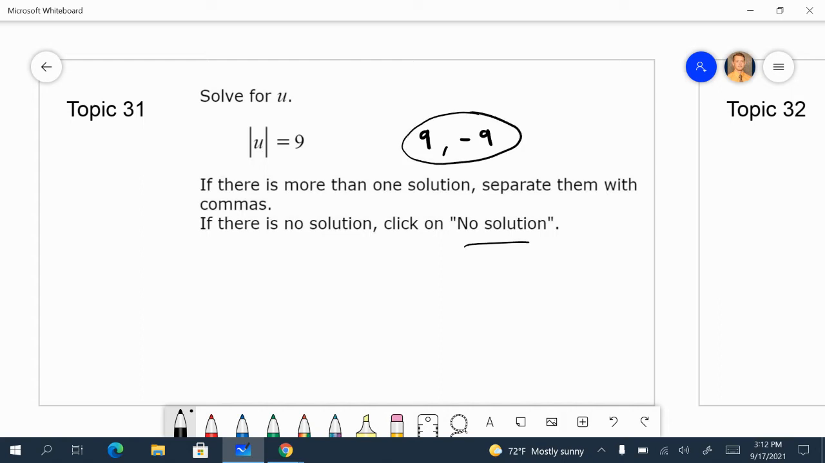Now, there's an option of no solution. That would be something like this. If I had the same problem, but it was equal to negative 9, a no solution would be, well, you can't put any numbers in there, do the absolute value, and then have it come out as a negative, because that defeats the purpose. The purpose of the absolute value symbols is to make everything positive. So this would be something that would have no solution. If you come across one of those, that's what the answer would be.